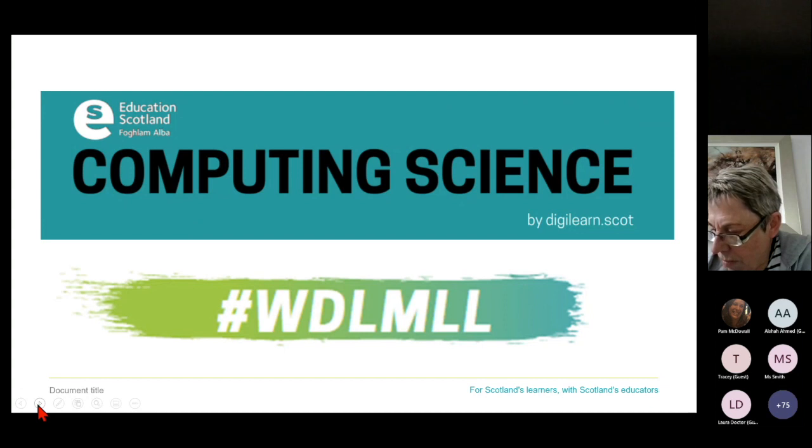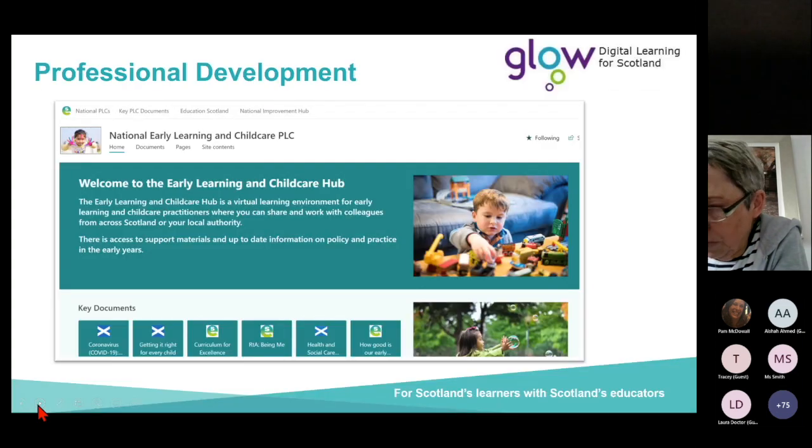We also have, though, just to support you even further with computing science, a brand new Computing Science Digital Learning Scotland blog. Again, on this website, it will absolutely support you with your computing science journey, giving you some really nice, clear, precise examples of how other ELC settings are using computing science, and access to a whole wide range of free resources.